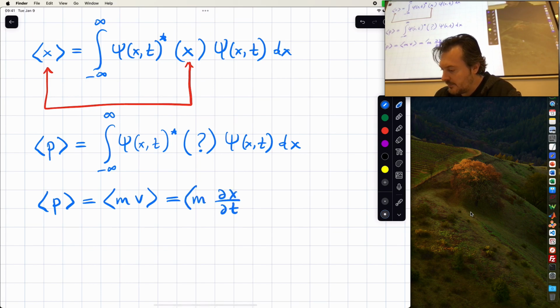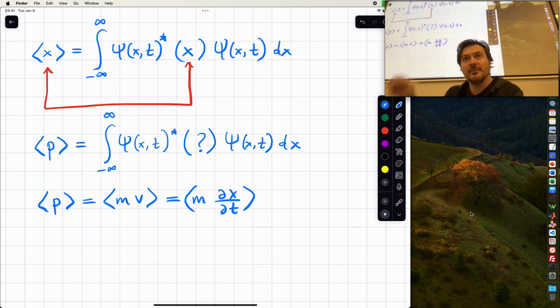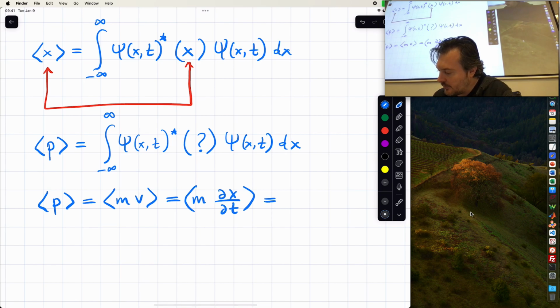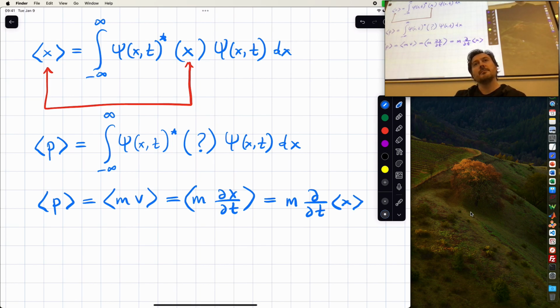Do you agree with this? I just have written, instead of v, del x over del t. So let's say mass is not changing, so would you accept this one? Would you accept this one? Yes? Do you have any objection? This is important. So why are we doing this? Because let me rephrase it.